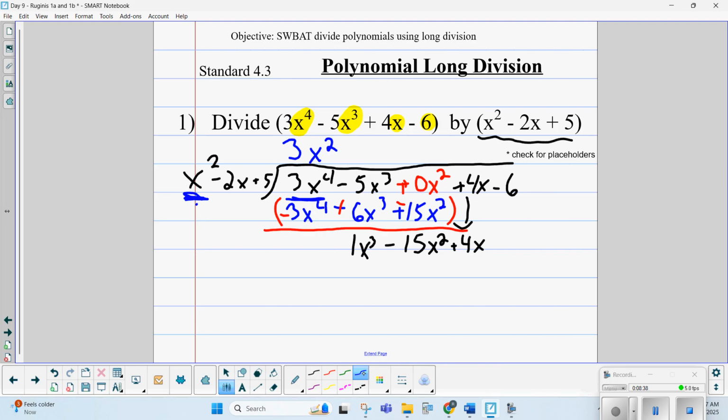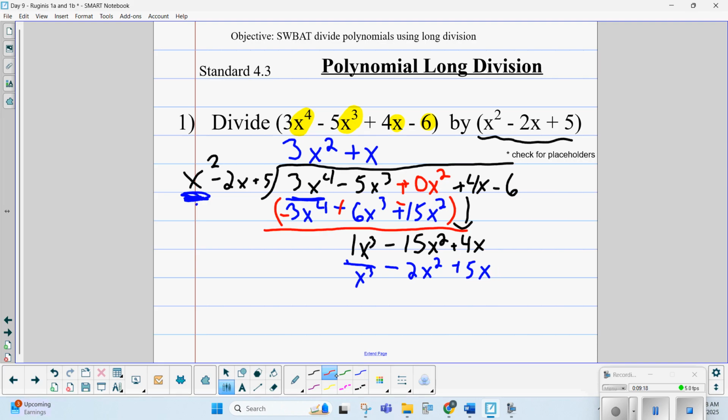So we ask ourselves, what do we need to multiply x squared by to get 1x cubed? Well, that would be x, or 1x. So we're going to do plus x. And we're going to repeat. We do x times x squared, x times negative 2x, x times 5. So x times x squared becomes x cubed. X times negative 2x becomes negative 2x squared. X times 5 becomes plus 5x.